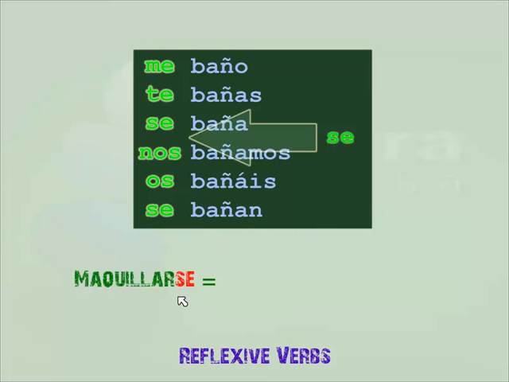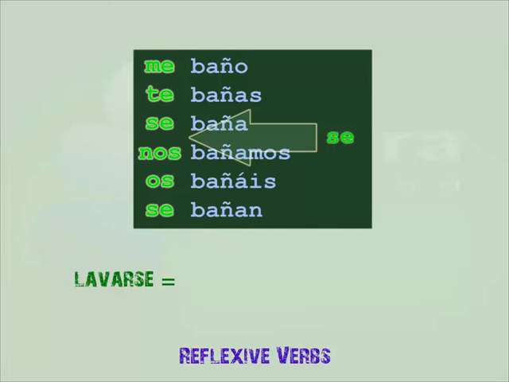First, find the reflexive pronoun. Now move it away and conjugate the verb. Then change the pronoun accordingly. Now move it to the very front of the verb. Me maquillo. We'll do one more example.